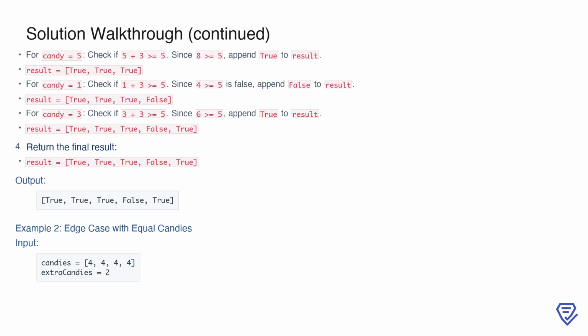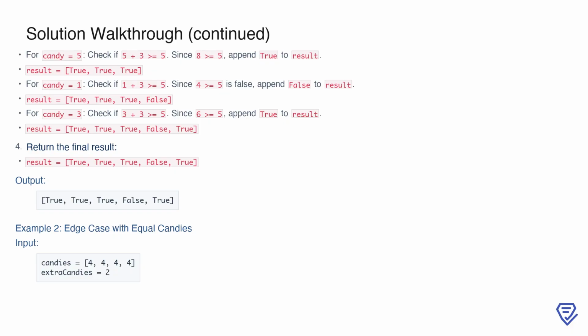For the fourth child, who has 1 candy, we check if 1 plus 3 is greater than or equal to 5. Since 4 is less than 5, we append false to the result list. Finally, for the fifth child, who has 3 candies, the condition 3 plus 3 is greater than or equal to 5 evaluates to true, so we append another true. The final result list is true, true, true, false, true, which we then return.